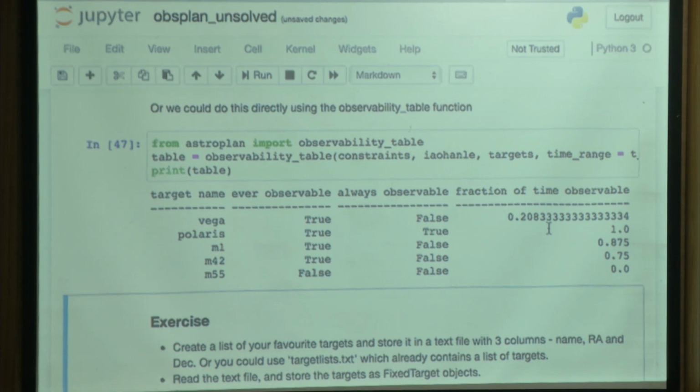So this is very useful in planning your observations. If you have a high priority source which is observable for a small amount of time, you want to make sure that you observe it in that window.